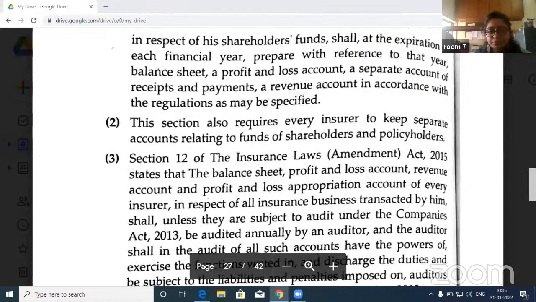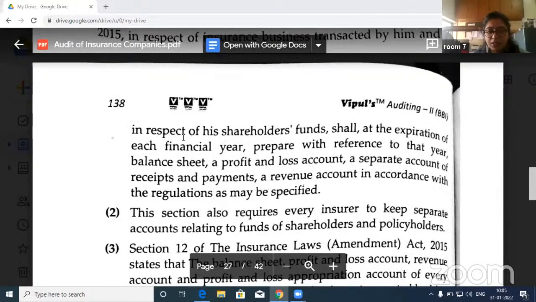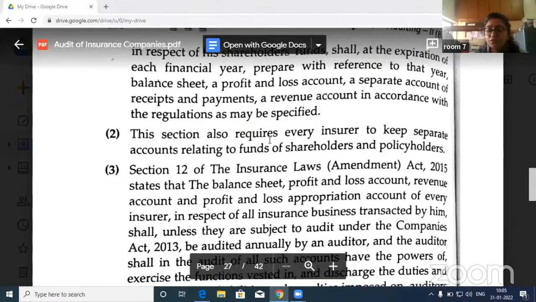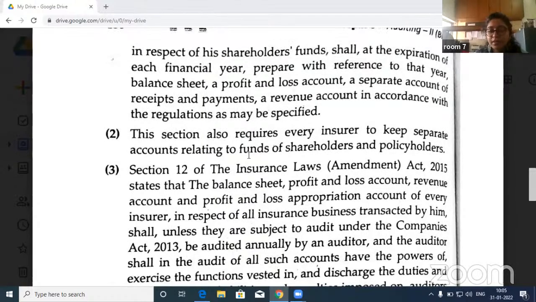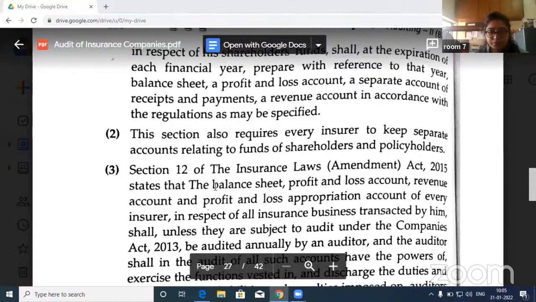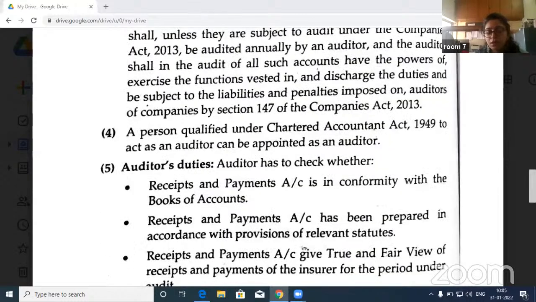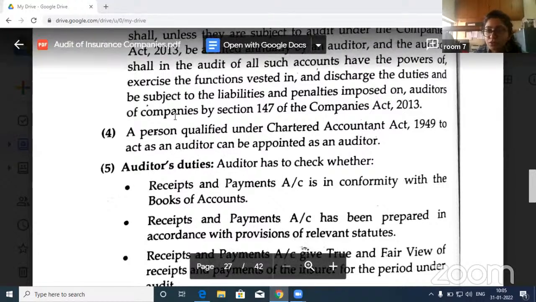Okay, so see, it is clearly written in the second point. This section also requires every insurer. What do you mean by insurer? Insurance company. Every insurance company has to keep separate accounting relating to funds of the shareholders and policyholders. A separate profit and loss appropriation account for every year has to be made by insurers. A qualified person under the Chartered Accountants Act 1949 can be appointed as an auditor. Getting my point, students?